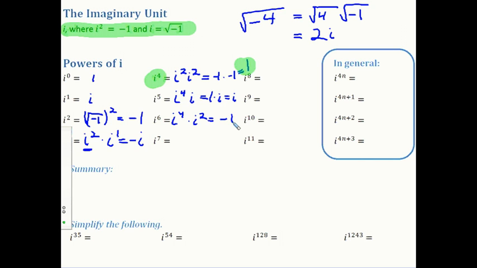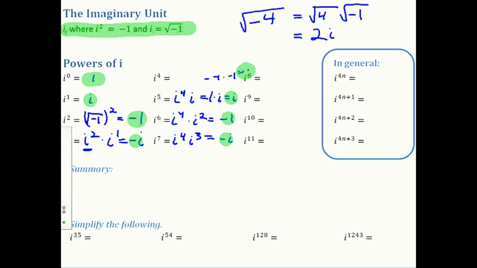And then i to the 7th, we're going to use i to the 4th times i cubed. i to the 4th is 1. i cubed, we look right across here, that was negative i. So I want you to look at a pattern here. We have 1 and 1. We have i and i. Negative 1 and negative 1. Negative i, and this pattern will continue.